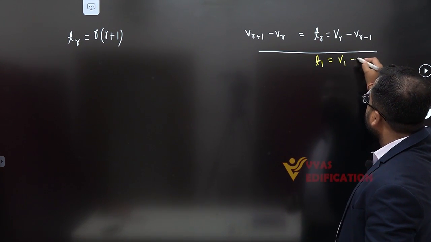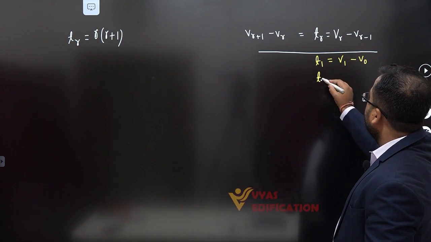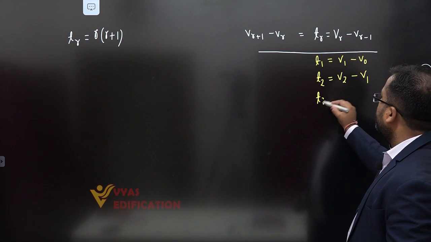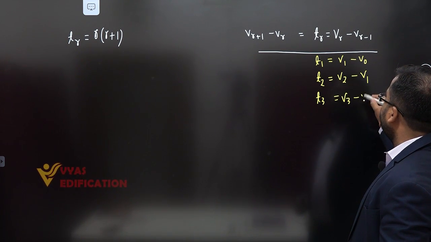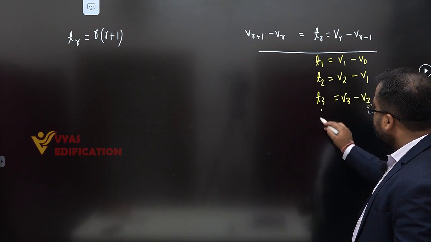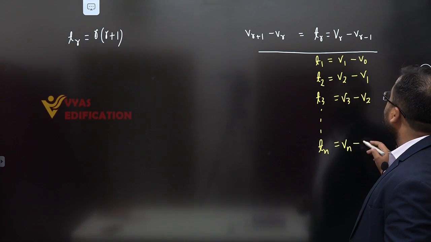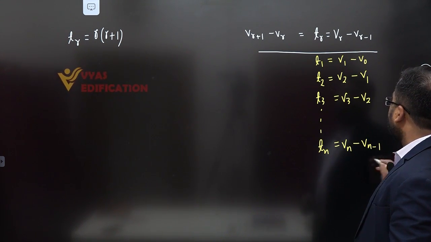This is V1 minus V0. T2 will be V2 minus V1. T3 will be V3 minus V2. Okay, and similarly, if you write up till Tn, what do we get? Vn minus Vn minus 1.